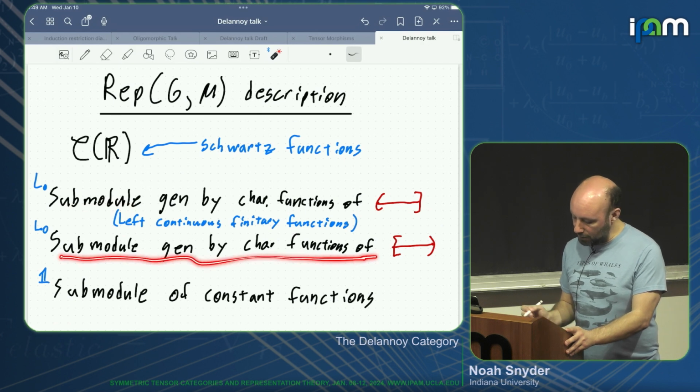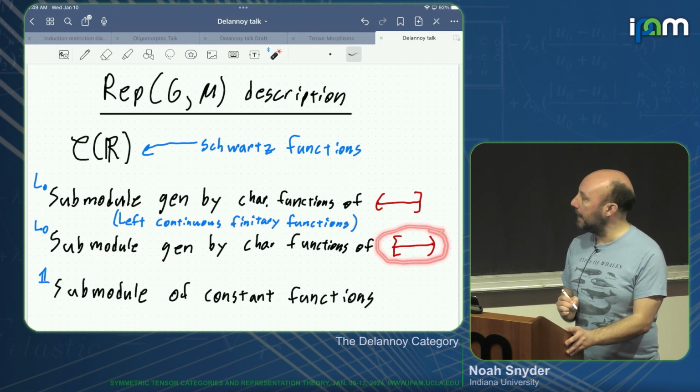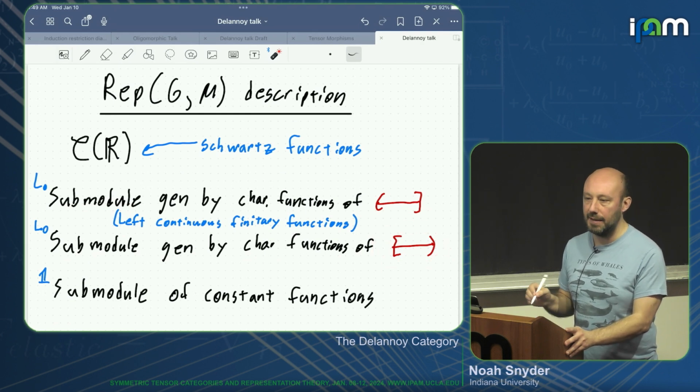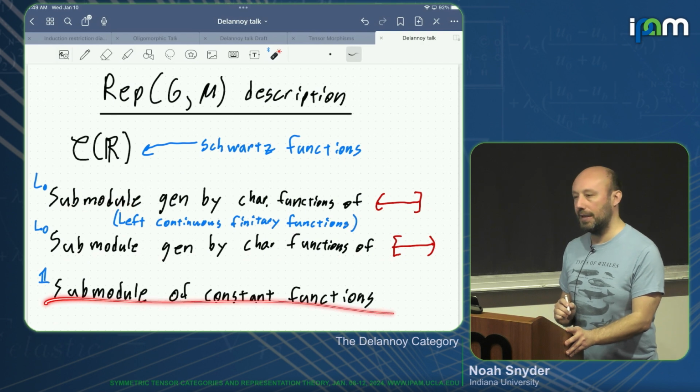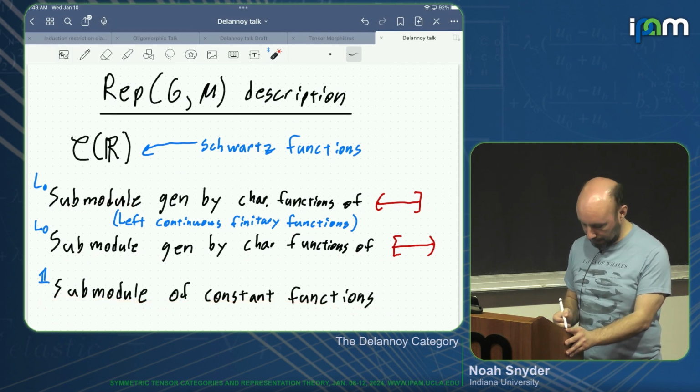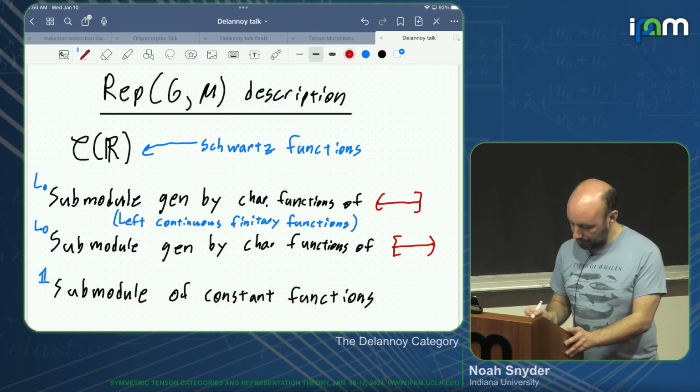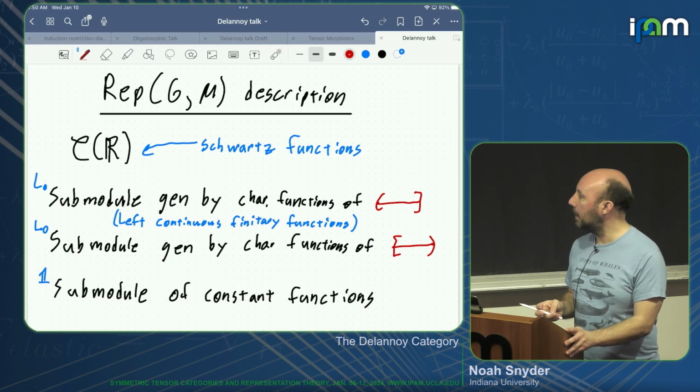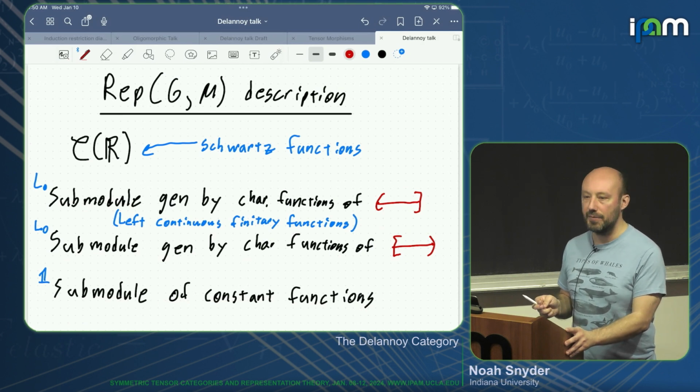You can then do the ones that are generated by characteristic functions that are half open in the other direction, and then there's the constant functions, and these are your three simple summands of CR.